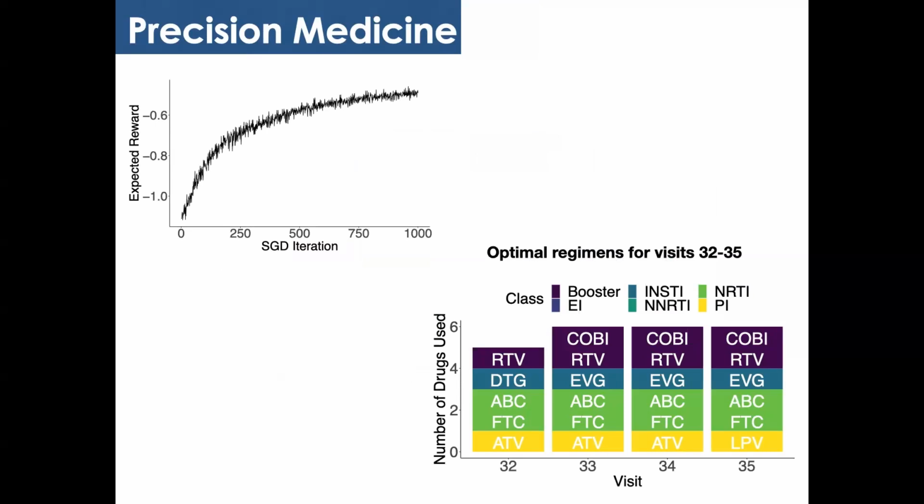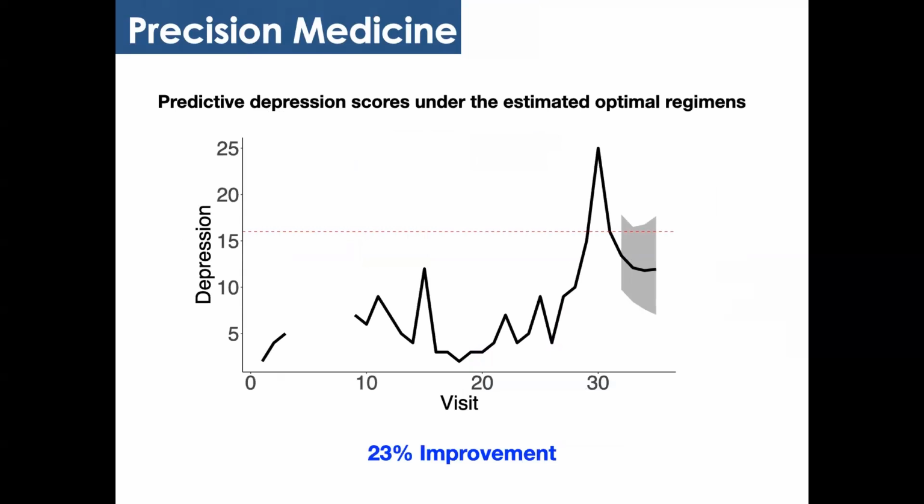There is some clinical meaning behind that, but I will skip that. We do the prediction, for example, we predict that if this person used the recommended regimen, the depression level will improve. So we can see here this is a person's historical depression level, and there's missing data there. That's also one major reason why we use the multivariate Gaussian process, because it can handle the missing data very well. We can see this person's depression can be improved by 23% if they use these optimized drug regimens.